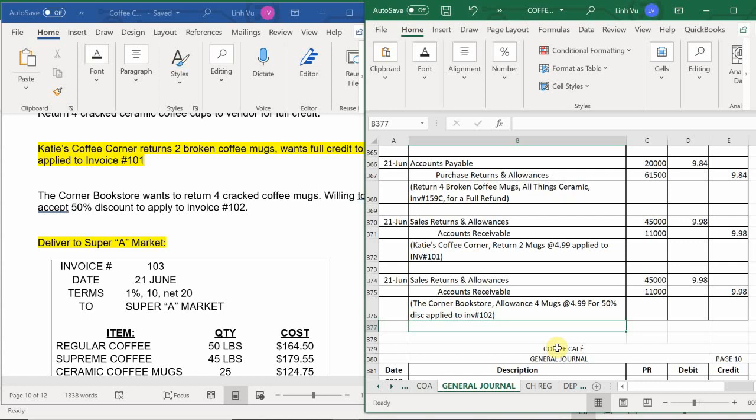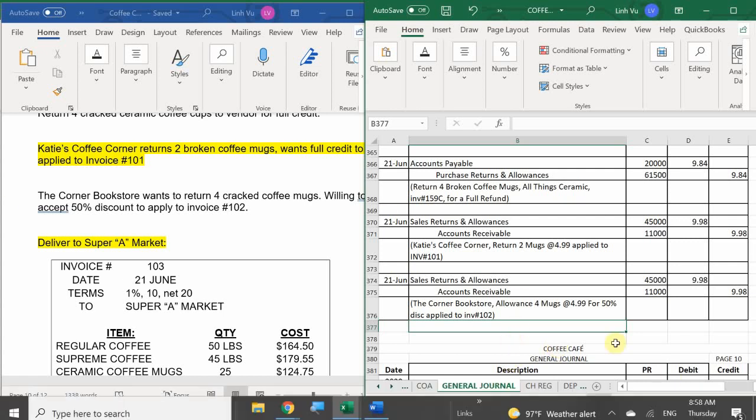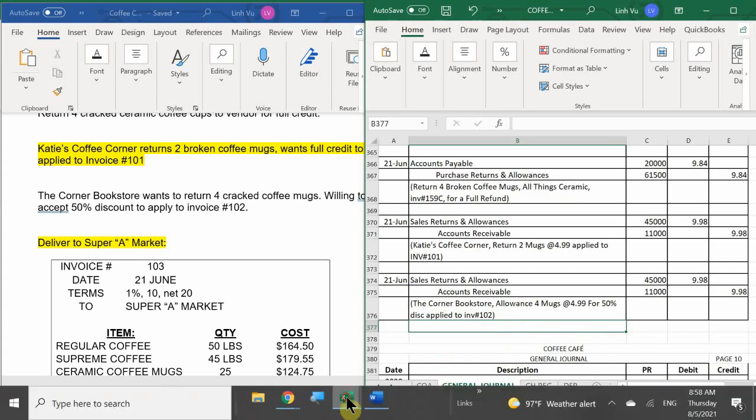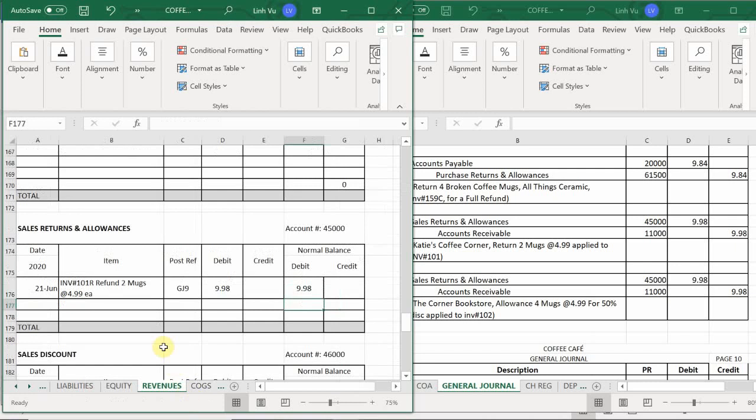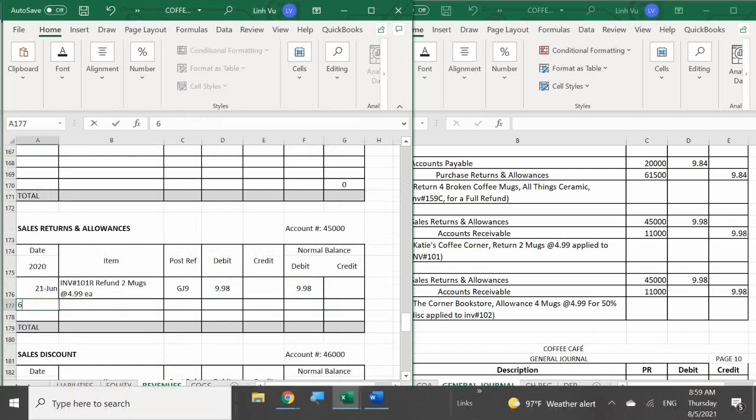And then now we're going to go to the space to return the items on the latest line again. What should be my note here? Invoice number 102. Return of mugs.